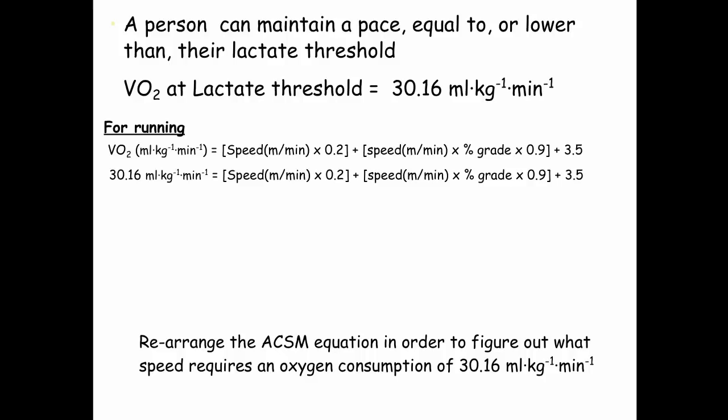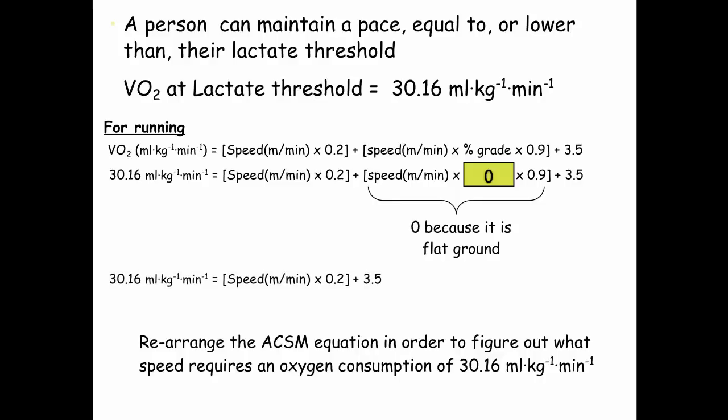Initially in the question, I said he's running it on a flat course. So here we would substitute percent grade being 0. And if you remember from elementary school math, any number multiplied by 0 is equal to 0. So we're going to be able to get rid of this part of the equation because speed times 0 times 0.9 is 0. So we'll be able to write it out like this. 30.16 is equal to speed times 0.2 plus 3.5. And we're going to be solving for speed.